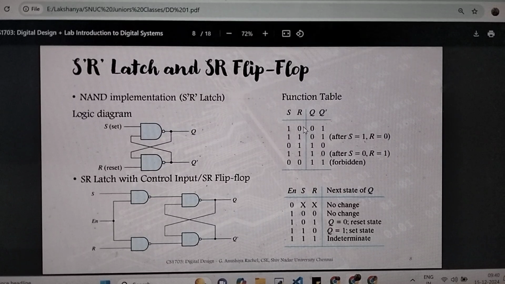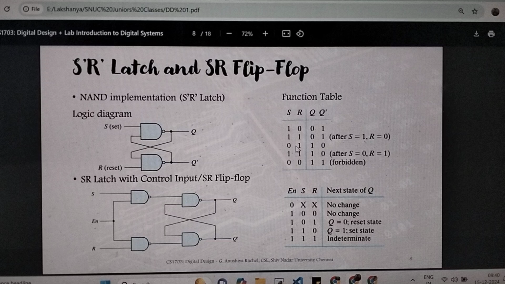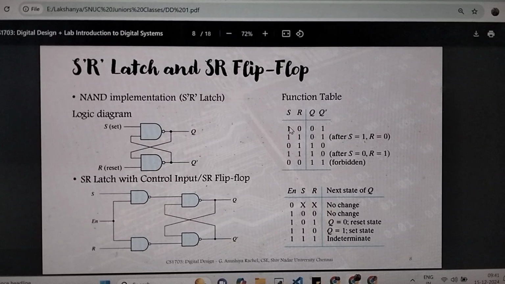So here 0, 0 is your illegal state, 1, 1 will retain the previous state as such. When you give S 1, R 0, you will get Q 0, Q bar 1. When you give S 0, R 1, you will get Q 1, Q bar 0. That is the exact opposite of the NOR implementation. And for these two inputs, 1, 0 and 0, 1, irrespective of what your previous state was, this is the output you will get. So that is the NAND implementation.